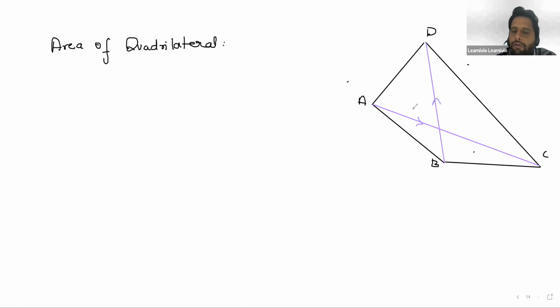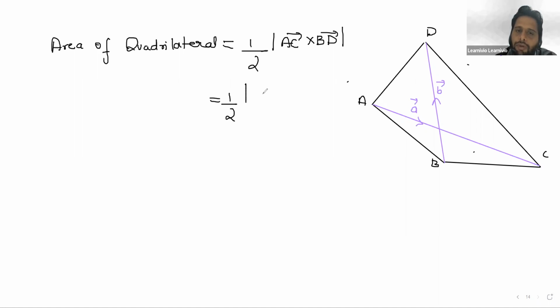AC, they will give you BD. If you need to find the area of a quadrilateral, it will be equal to 1 by 2 magnitude of AC cross product BD. So it is 1 by 2 magnitude of AC cross BD. If you have to find the area of a quadrilateral, they will give you the diagonals, and you have the same formula as that of the parallelogram.